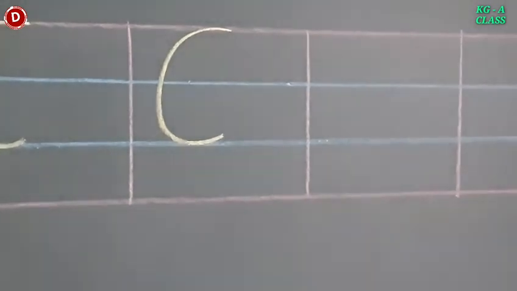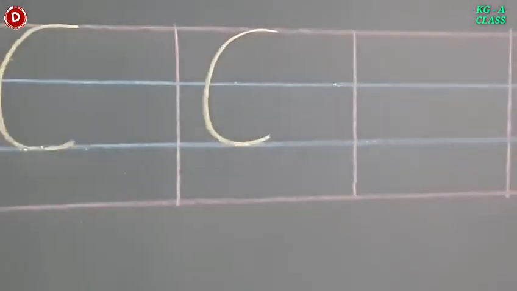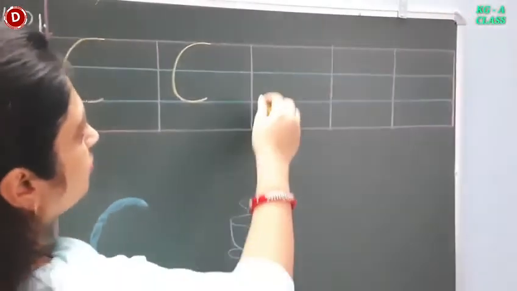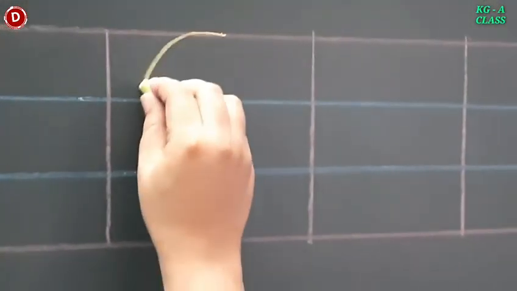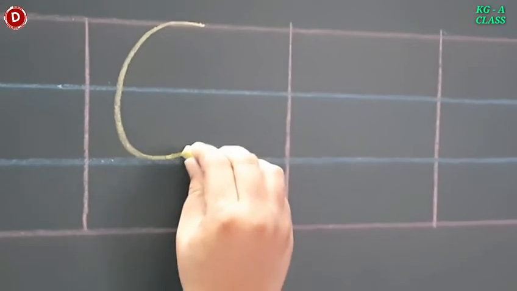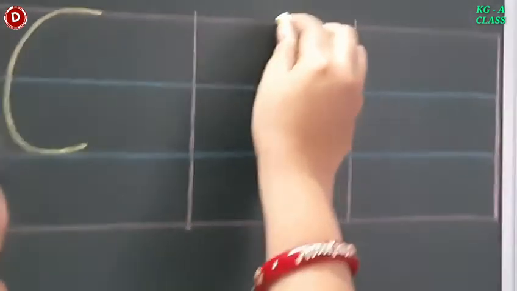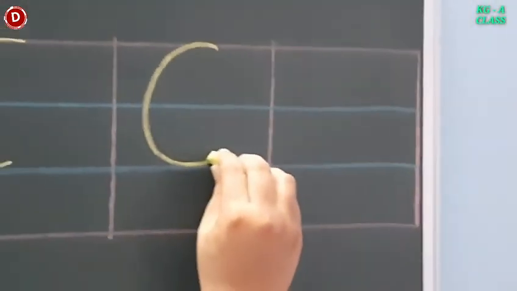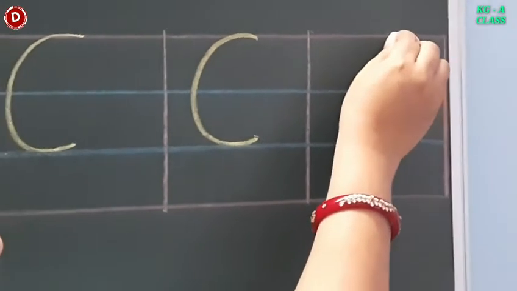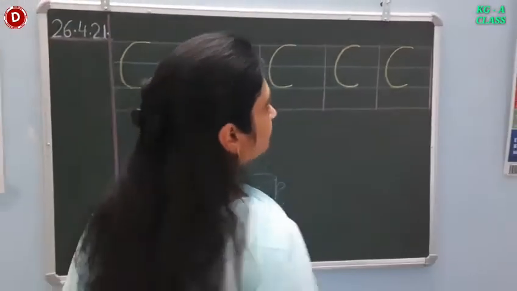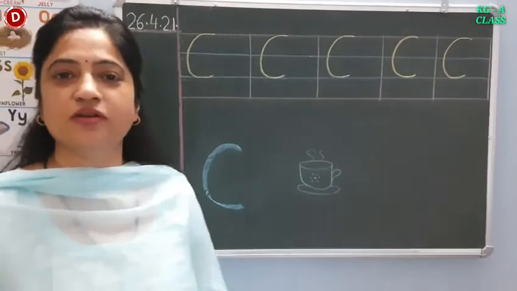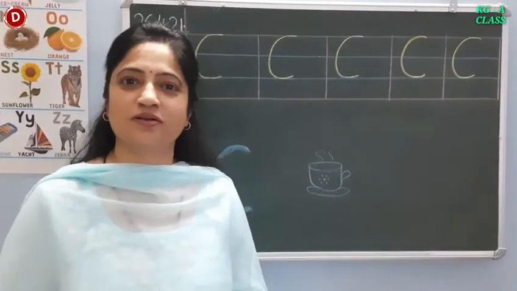Look at it. This is C, C for cup. Put your pencil on the red line and go till the second blue line, like this. In one go, you have to write C, like this. Now I will show you how you will write in your English notebook.